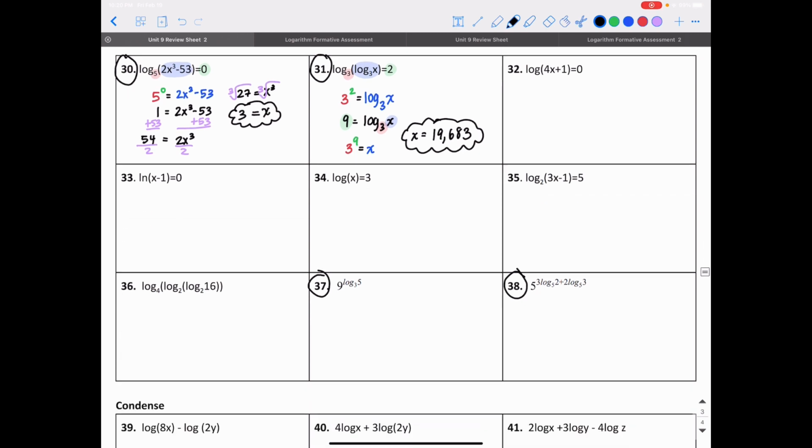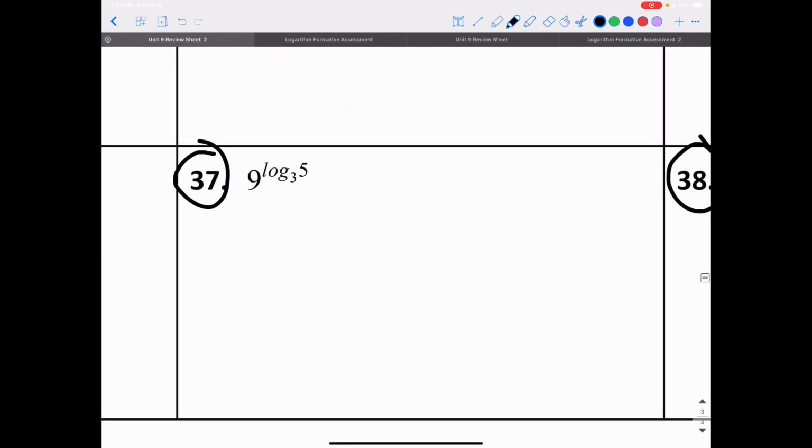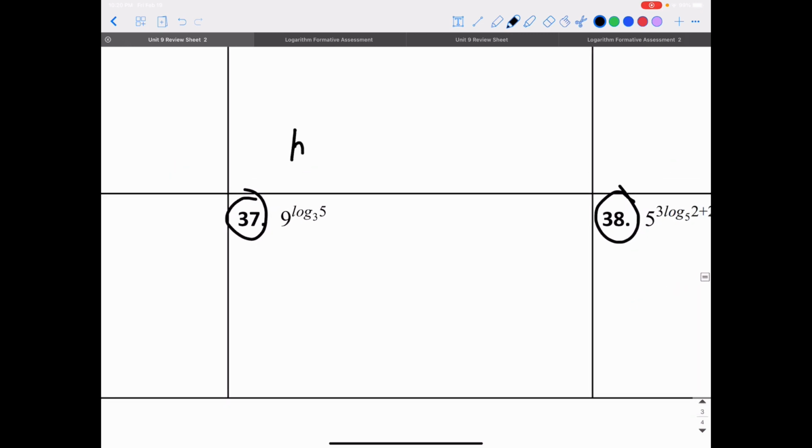All right, number 37, I have 9 to the log base 3 of 5 power. This also looks like the property, like the problem we did before. It looks like b raised to the log base b of x. I know that that's going to give me what's inside of the logarithm. If I have a base raised to a logarithm with the same base, it's going to be whatever is inside. This is a little bit wrong right now because I have 9 as the base of the exponential, and 3 as the base of that logarithm in the exponent.